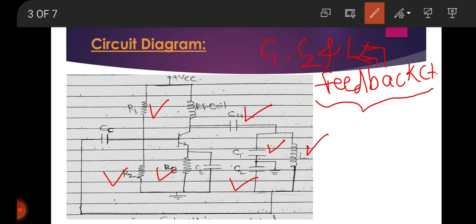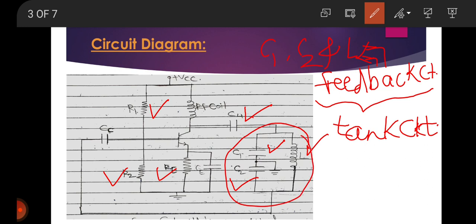This feedback circuit is known as the tank circuit. So the C4 capacitor allows AC current and blocks the DC current reaching the tank circuit. And the capacitor CC, this one, is called the blocking capacitor, which further blocks the DC current reaching the base of the transistor. This is the transistor.